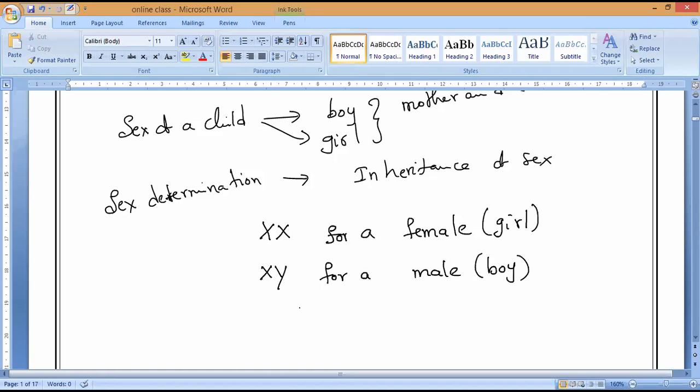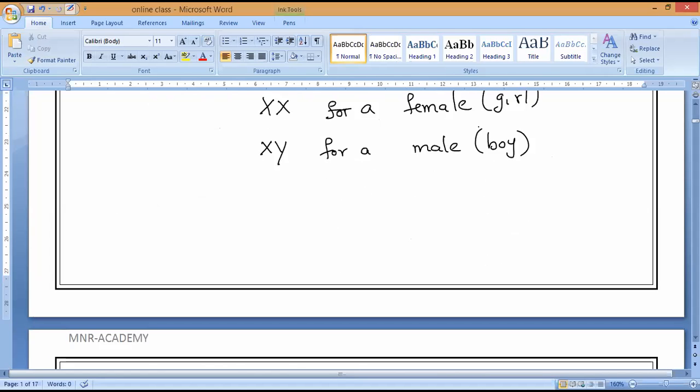So this is the only pair, the 23rd pair of chromosomes, which is different in a boy and a girl. Is it okay, guys? Everyone? Krutika? Now you can see a person can have a male sex or a female sex. The process by which the sex of a person is determined is what we call sex determination. Now the genes are involved in the determination of the sex of a person.